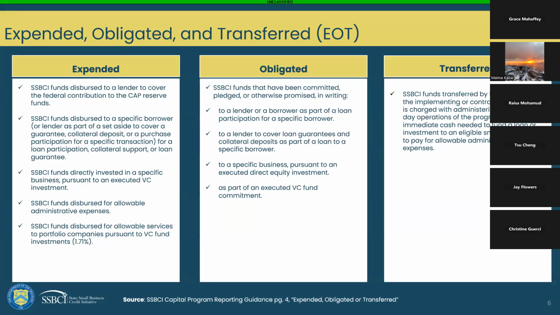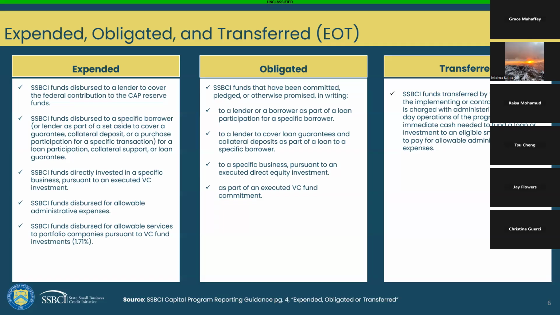Starting on the left, for expended, the key requirement is that the funds must be dispersed. For example, SSBCI funds must be dispersed to a specific borrower in a direct lending transaction, or dispersed to a lender as part of a set-aside to cover a loan guarantee or collateral deposit. In a CAP transaction, it would be dispersed to a lender to cover the federal contribution to the CAP reserve account. And for VC and equity direct transactions, SSBCI funds must be directly invested in a specific business pursuant to an investment agreement.